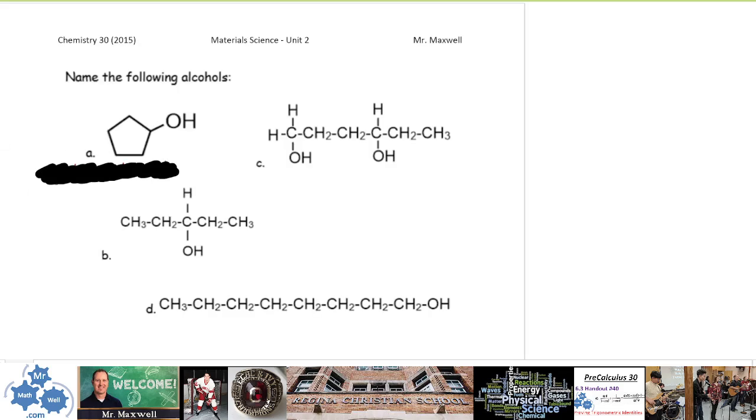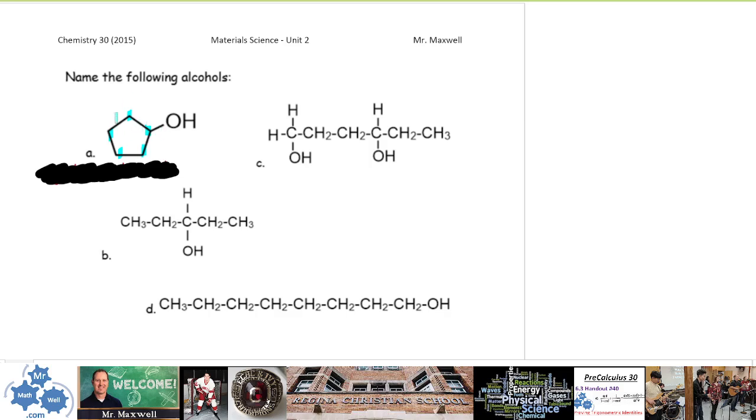All right, so naming alcohols here. We are to name the following alcohols. Why don't you go ahead and give these a try? I'll walk you through the first one here. There are 1, 2, 3, 4, 5 carbons there. It's in a ring, right? So there's only one alcohol group on there. What do you think you'd call this one?